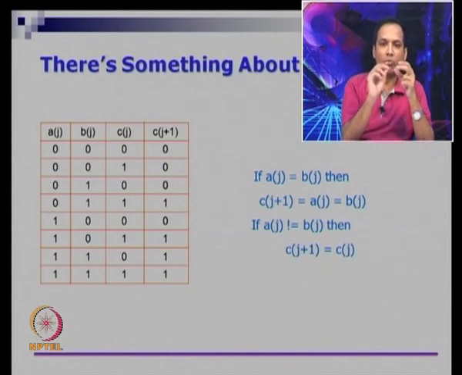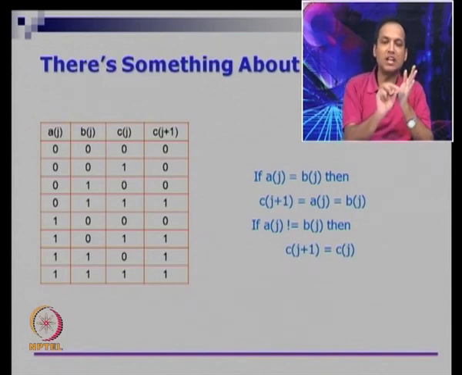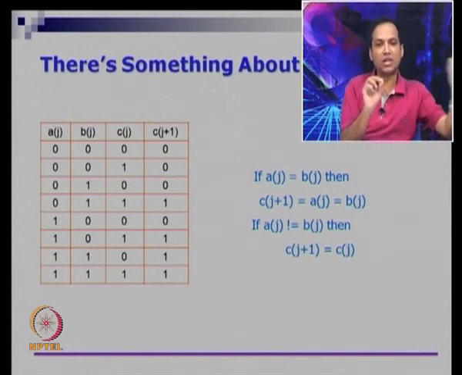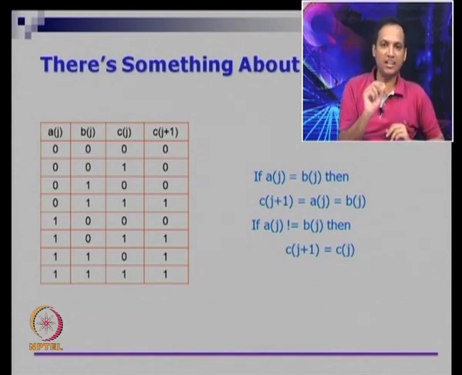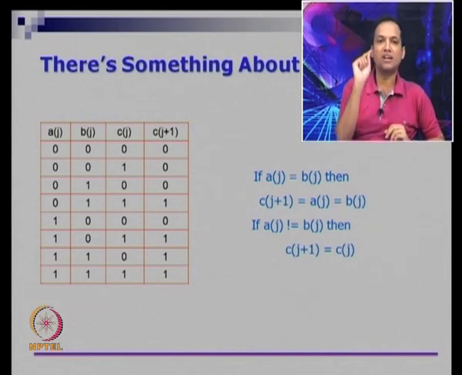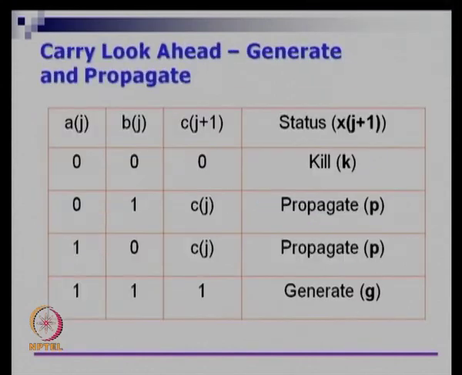However, only when one of them is 0 and one of them is 1, you really have to know what the incoming carry is. Once the incoming carry is known, only then you can decide the outgoing carry. You cannot settle the outgoing carry until you know the incoming carry, only under the condition where a and b are not the same. This is some interesting thing about carry.